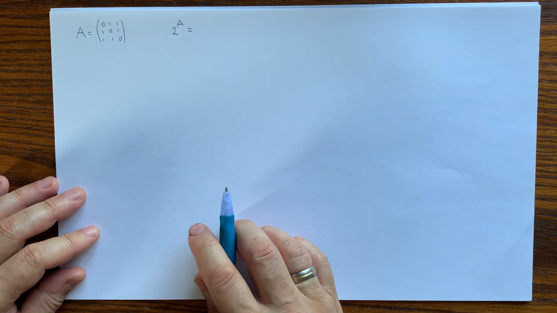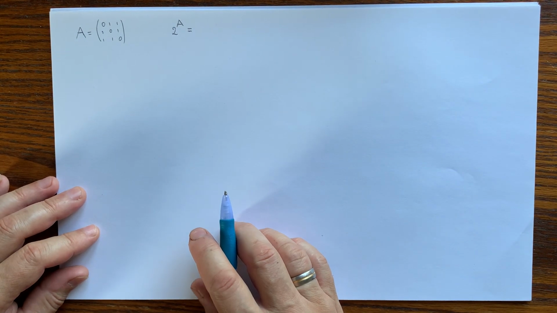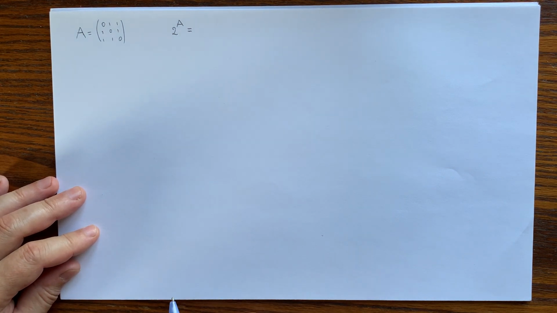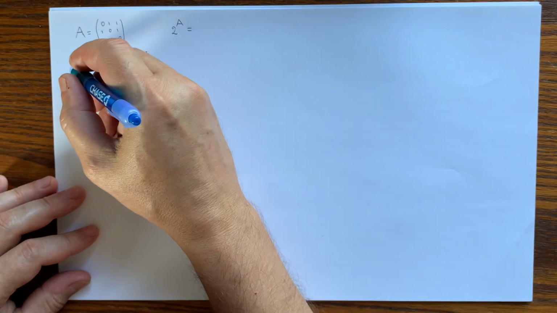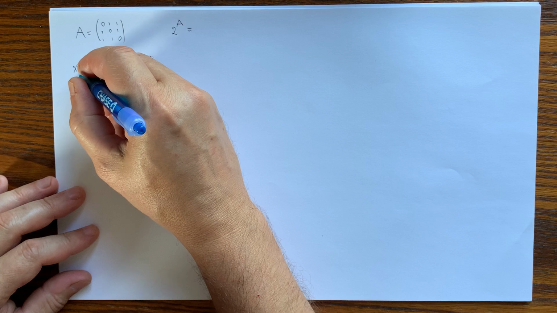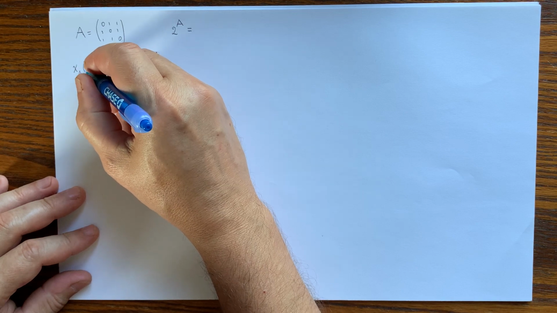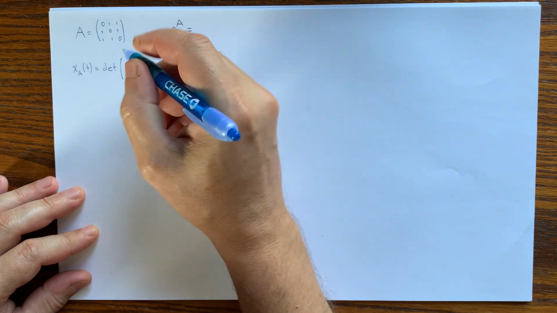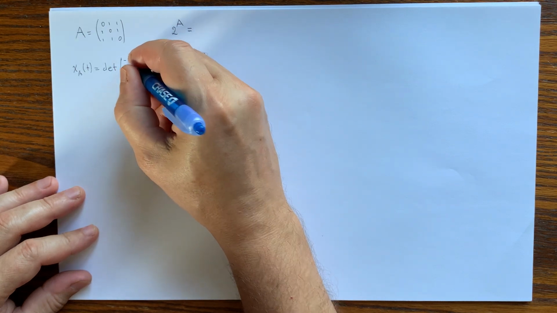And the first thing is to write A as a conjugate of some diagonal matrix to diagonalize it. So let's see if we can do it. The first step in that is to compute the characteristic polynomial of A and see its roots. The characteristic polynomial is the determinant of A minus t times identity.